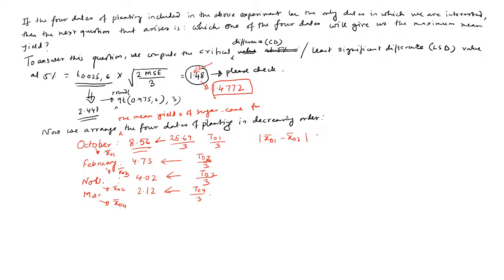So you see that this is greater than 1.48. x01 bar minus x03 bar, this is again greater than 1.48. x01 bar minus x04 bar, this is again greater than 1.48. x02 bar minus x03 bar, this is less than 1.48. x02 bar minus x04 bar, and this is greater than 1.48. Okay.